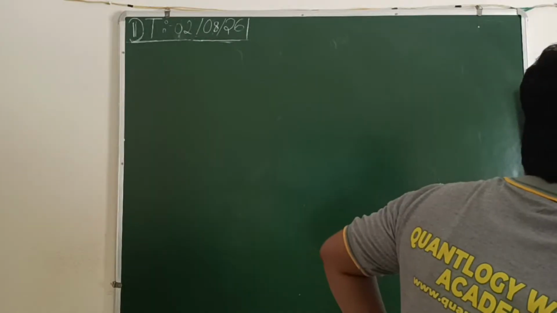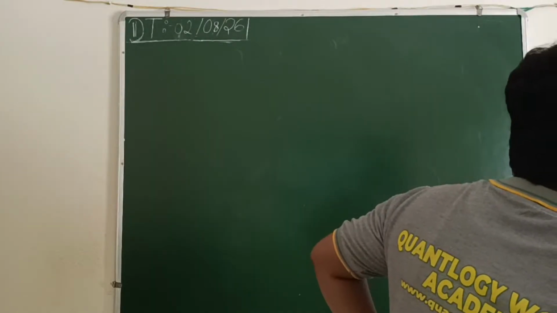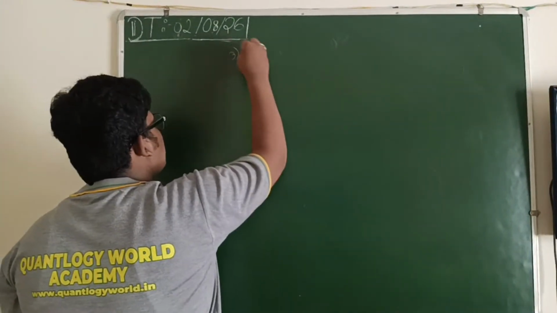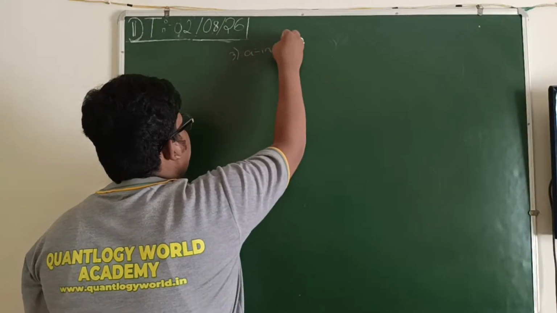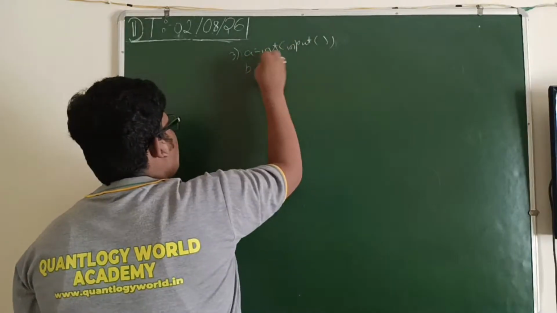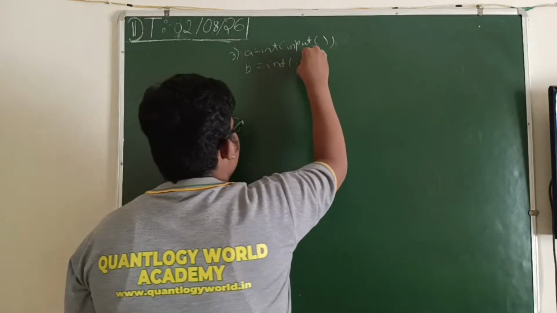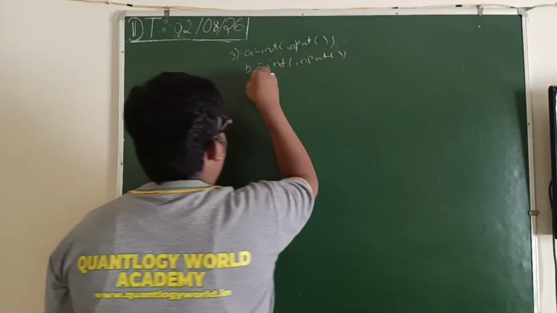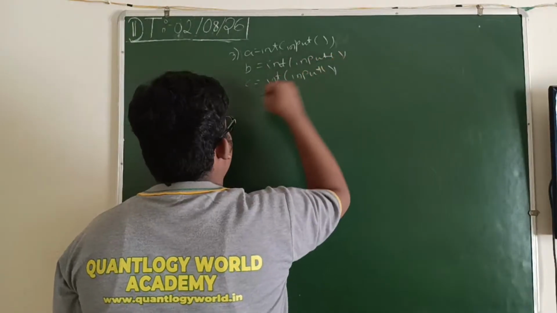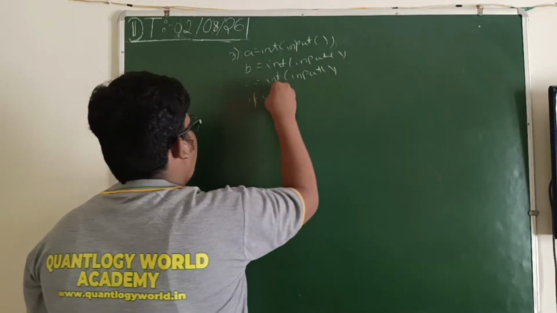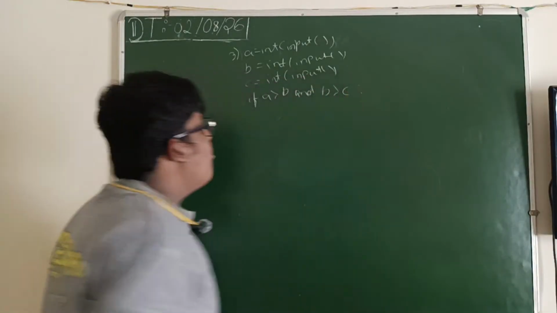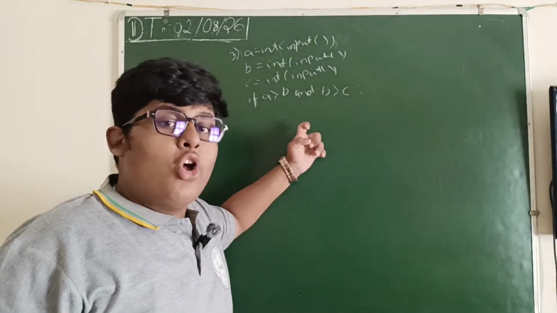Next, write a program to input three numbers and print large, larger and largest among them. We have to input three numbers. A equal to int input, B also equal to int input, and again C equal to int input. If A greater than B and B greater than C, we are using and, which is called a logical operator.